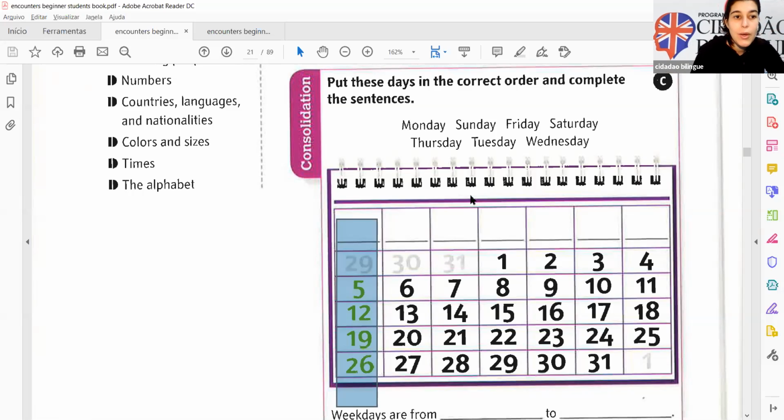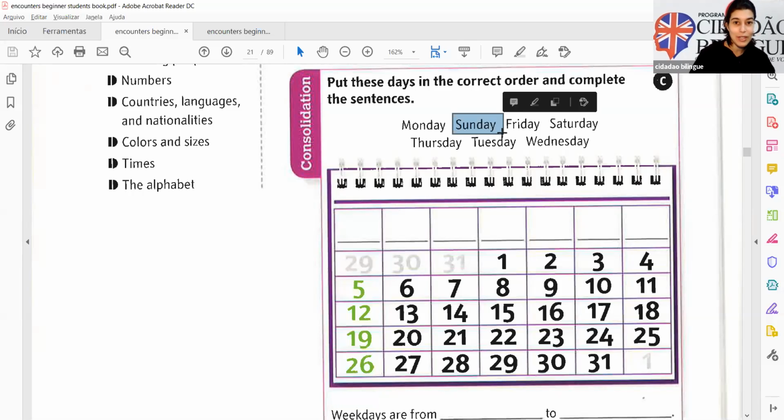So, what's the first day of the week? What's the first day of the week? Qual é o primeiro dia da semana? Sunday. What's the first day of the week? Monday. Sunday. Sunday, okay? Normally, a gente normalmente começa a semana com domingo, okay? So, our first day, o primeiro dia da semana, is Sunday, okay? Domingo, Sunday. Okay, so Sunday, first day of the week, Sunday, right here, okay?